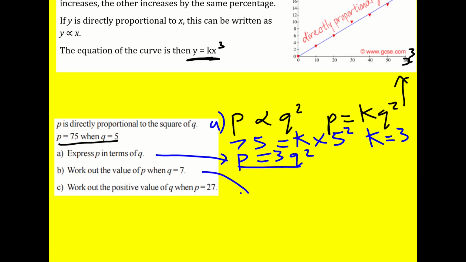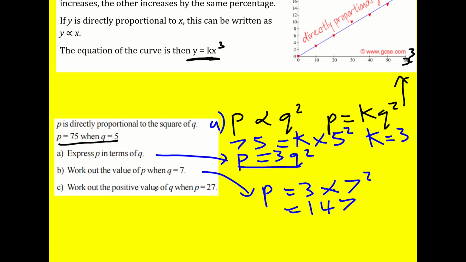So for part B, work out the value of P when Q is equal to 7. All I need to do is substitute in my 7, but it's going to be 7 squared in this case. And then I'm going to get 147. I'm not really talking about pancakes or anything now, but it doesn't really matter. The idea is applicable to all these directly proportional problems.